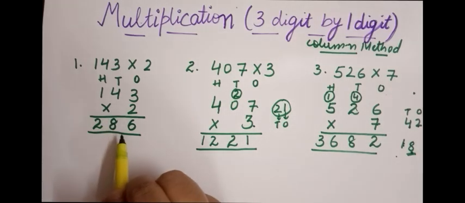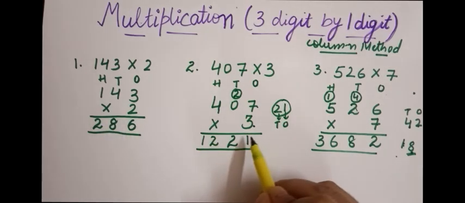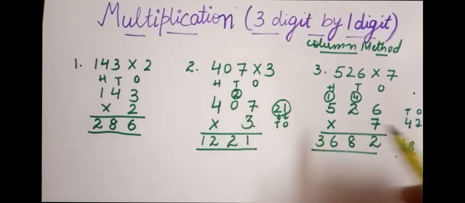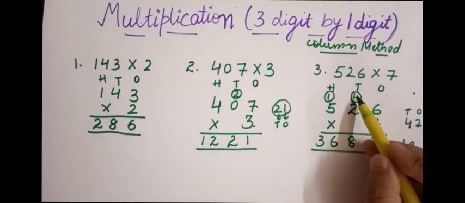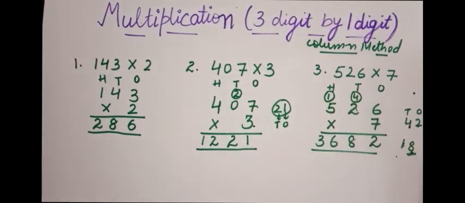So here we have done 3 questions. This one was without carry. In this one the carry was only on tens, and in this question the carry was on tens and also in the hundreds place. So we have covered all 3 questions like this. So I hope this is clear to you.